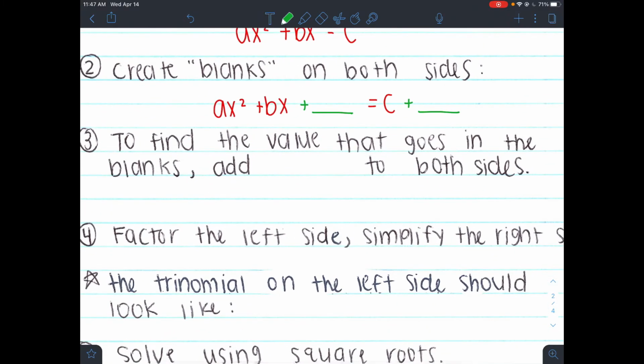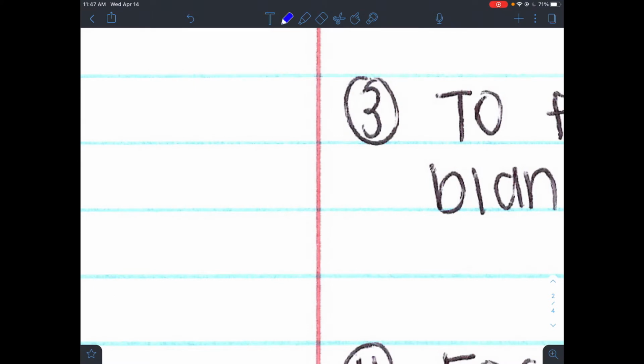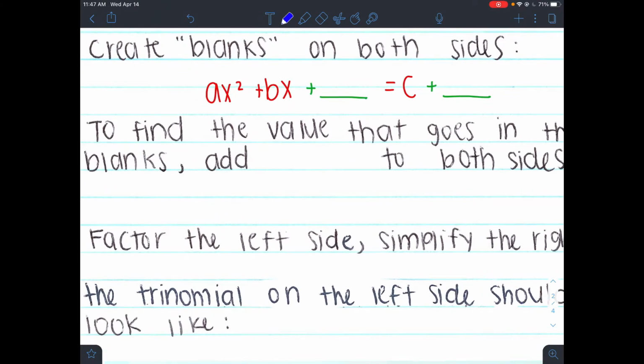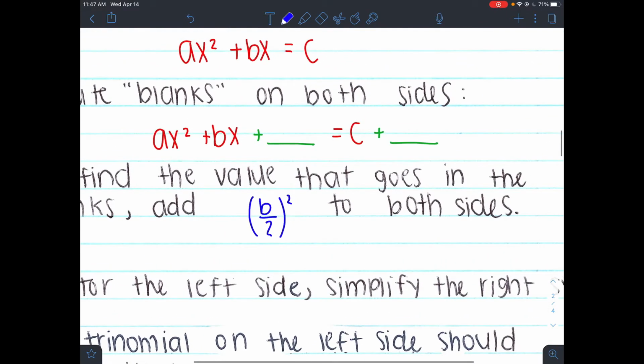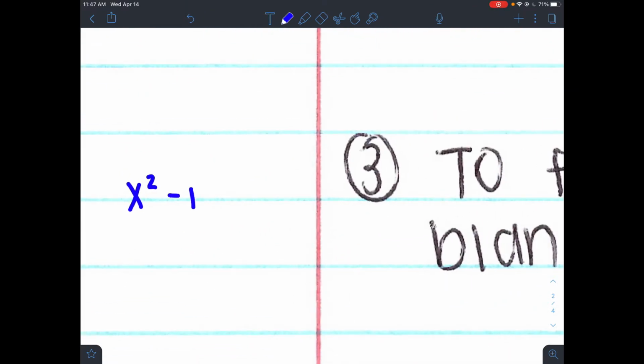The next step is you're going to add a value that goes on both sides. Now, to find this value, I'm going to go ahead and let you look. I don't know if you can figure this out, but I can go ahead and give you the value, and I'll show you how to use it. So you're going to add something that's called b divided by 2 squared on both sides. So you're going to add that value. That's what's going to go in your blank. So in these blanks right here, b divided by 2 squared is going to go in both those blanks. Let me show you what b divided by 2 squared means. So let me give you a couple examples to show you. So minus 10x plus 25.